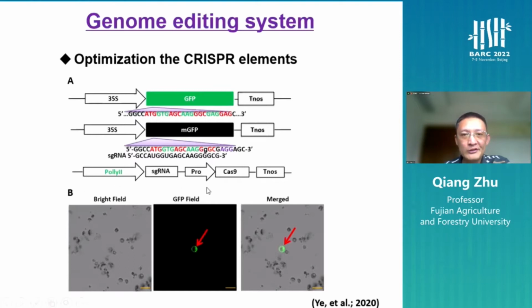If the CRISPR elements work, then this additional nucleotide will have the chance to be deleted. The mGFP will be converted to GFP again. Then you can get fluorescence under the microscope. In a word, if you see the fluorescence in the microscope, you will know your CRISPR element works. We did a lot of combinations and finally found the one which works in the Moso bamboo protoplast.